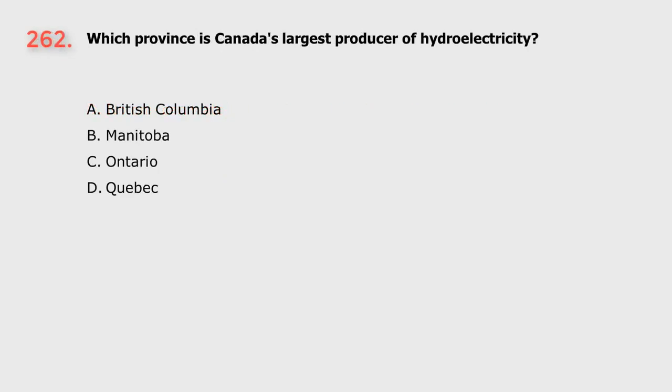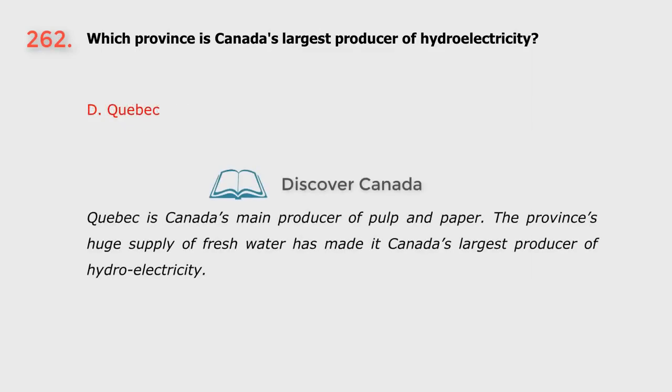Question 262. Which province is Canada's largest producer of hydroelectricity? A. British Columbia. B. Manitoba. C. Ontario. D. Quebec. The answer is D. Quebec.